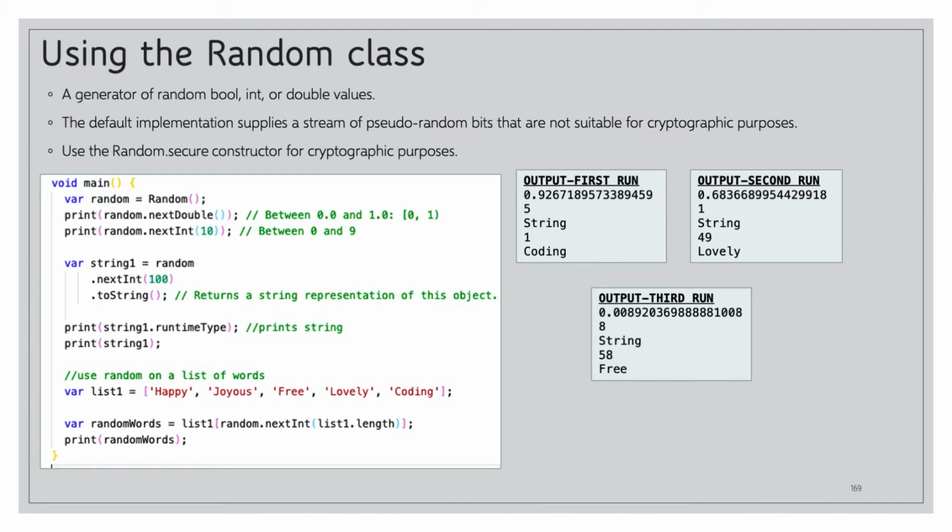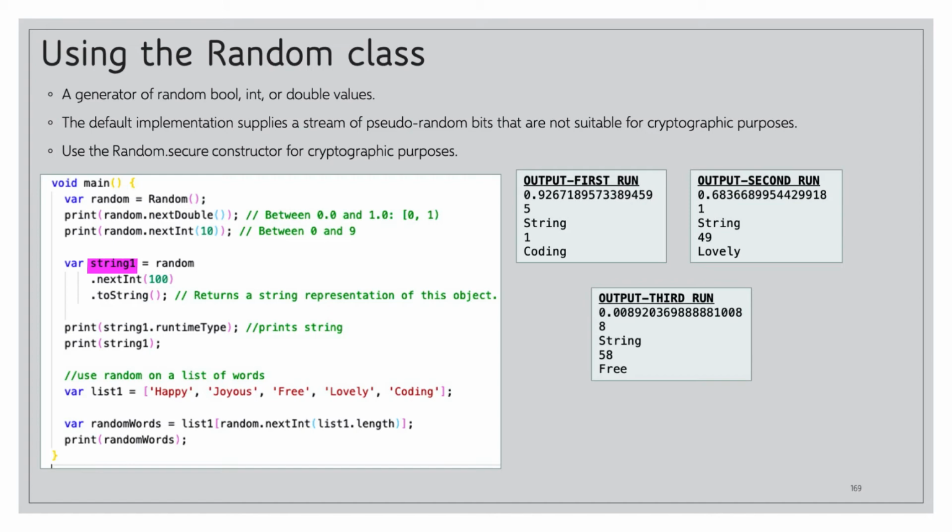So here we have some code, and I executed the code 3 different times. So we have void main, and we have our random instance called random. Then we print random.nextDouble. So we are going to be printing a number between 0.0 and 1.0. So 0 to 1. And then we can do random.nextInt(10). So we're going to print the number between 0 and 9. It doesn't take the upper limit, 10.